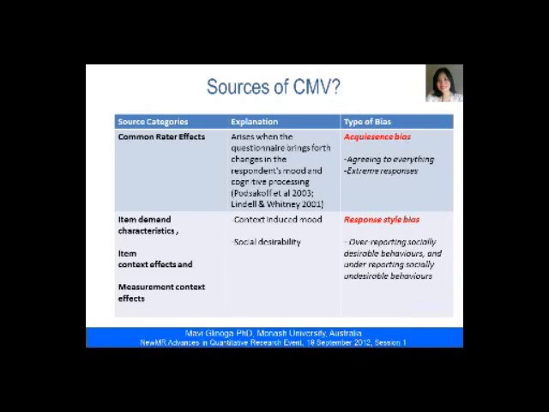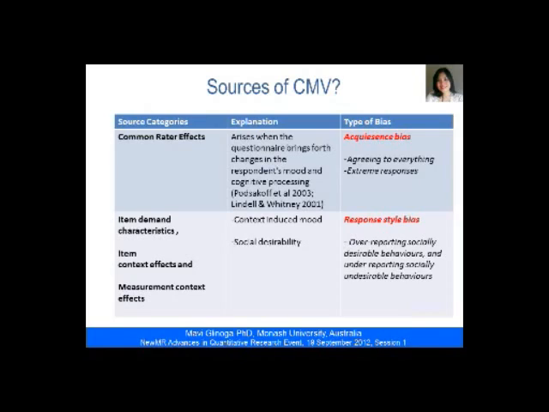Item context effects, so that once again goes back to what Ray was talking about, the way you design your scale. You're going to have the agree bit on the left side or on the right side, neither agree or disagree. And that part there itself confuses a lot of respondents because it doesn't reflect reality. Nobody answers, I neither agree or disagree.